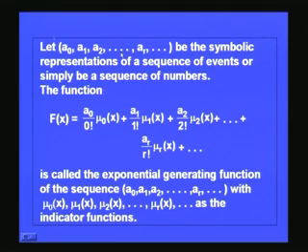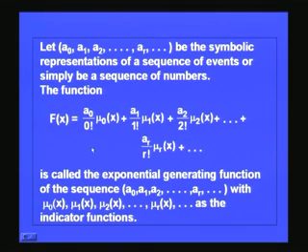Let a0, a1, a2, ..., ar be the symbolic representation of a sequence of events or simply a sequence of numbers. Then you look at the function f(x) = a0/0! μ0(x) + a1/1! μ1(x) + a2/2! μ2(x) + and so on. The general term is ar/r! μr(x). This is called the exponential generating function of the sequence a0, a1, a2, ..., ar, etc., with the indicator functions μ0(x), μ1(x), μ2(x) and so on.